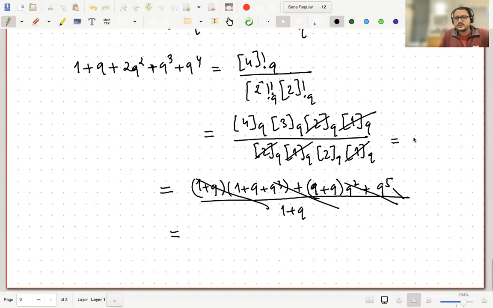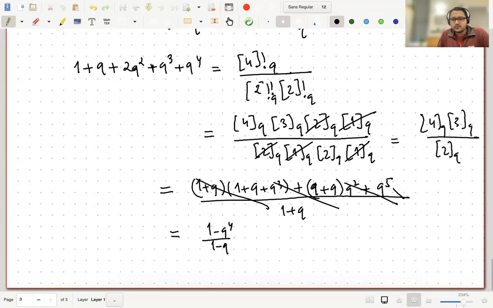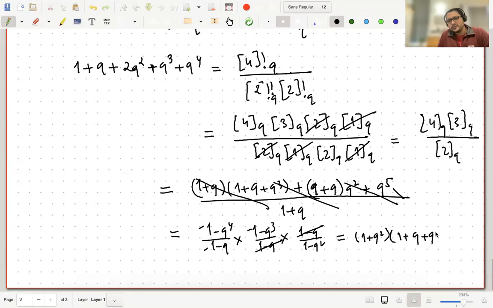Now this is just equal to 4q times 3q divided by 2q, which is equal to (1 - q^4) divided by (1 - q) times (1 - q^3) divided by (1 - q) into (1 - q) divided by (1 - q^2). So this goes, and then I have 1 + q^2. If I divide these quantities, I'm just left with 1 + q^2.